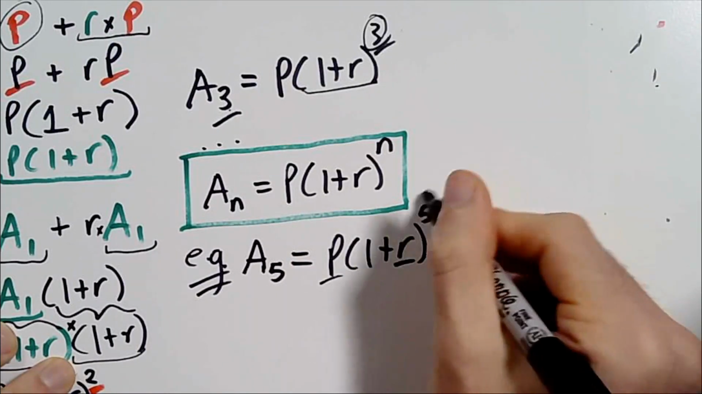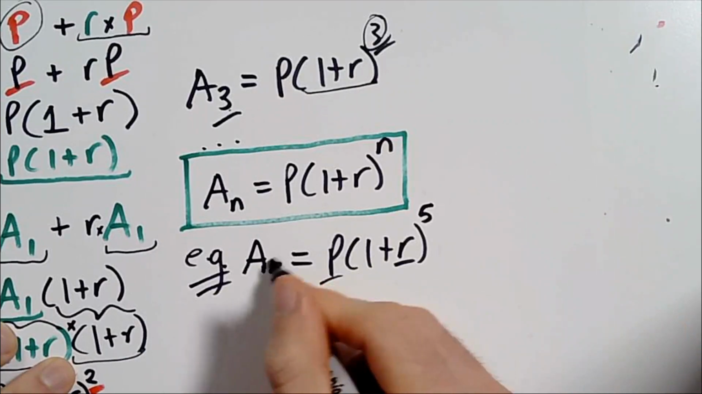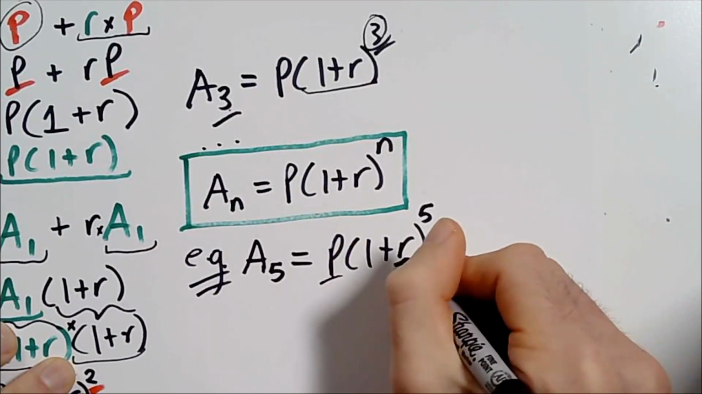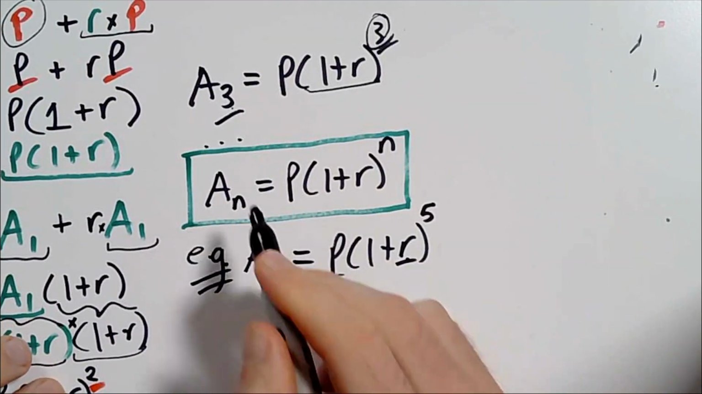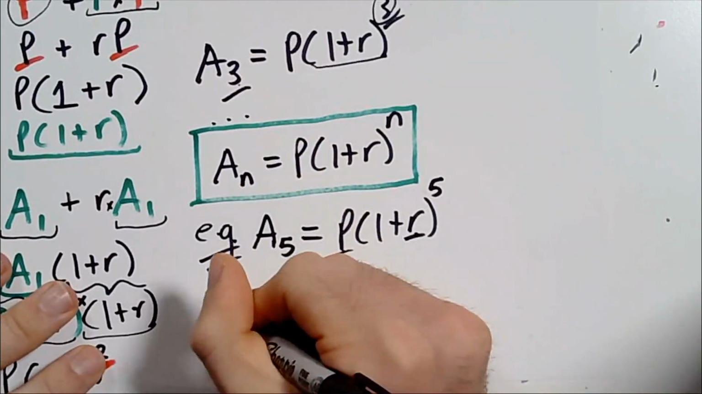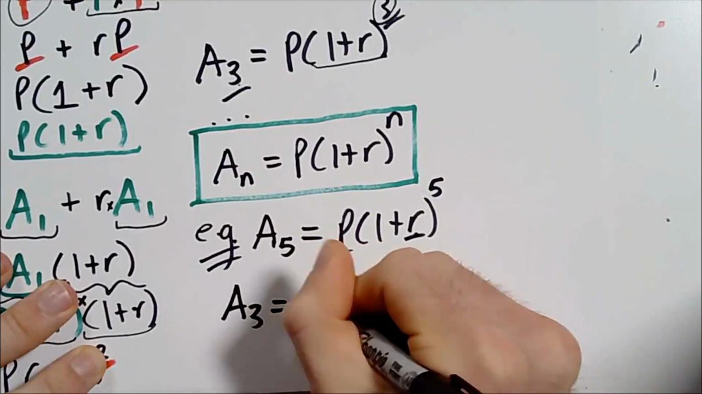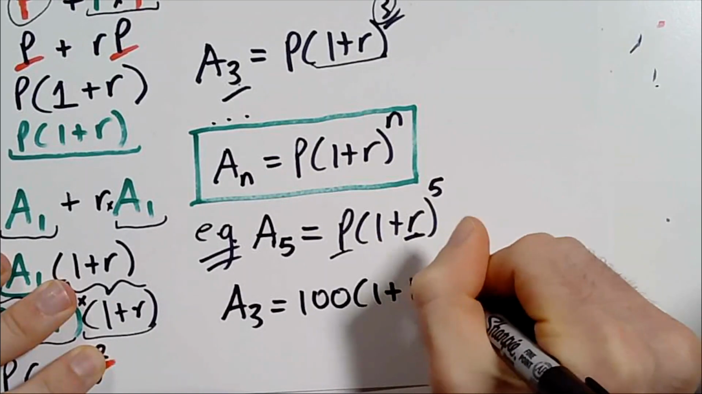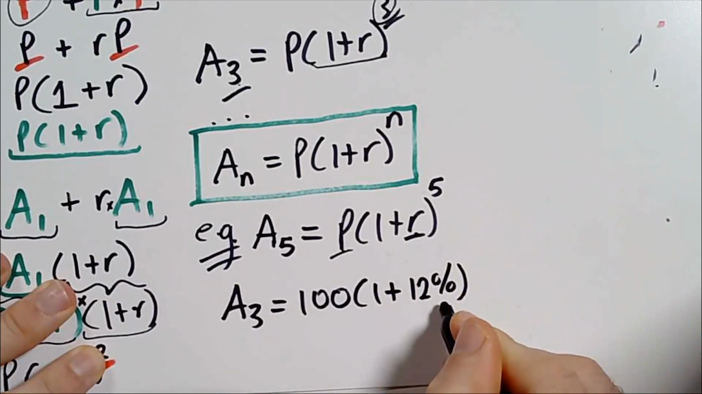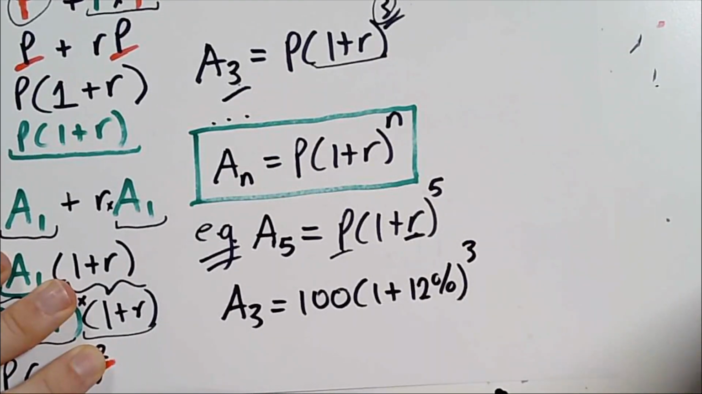So actually it's just the N that would change as you change the year, whereas the P and the interest rate stay the same. So that's how you use the formula. You can practice that with the example we used before, where you would find that A3 equals 100, which was our principal, bracket 1 plus 12%, which was our interest rate, and 3 years was the amount of years.